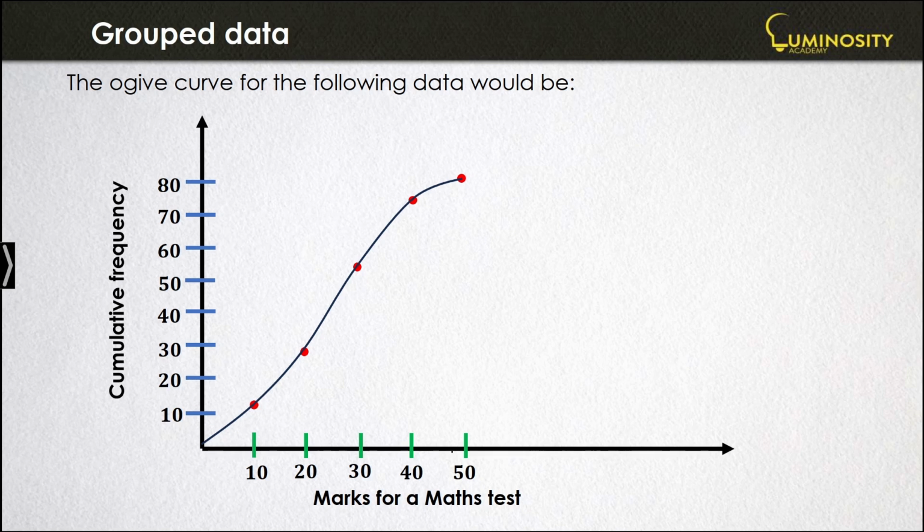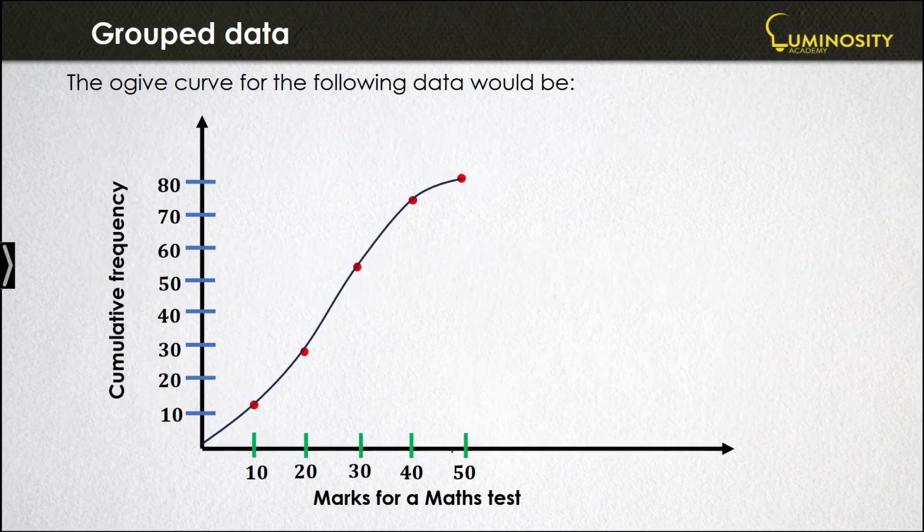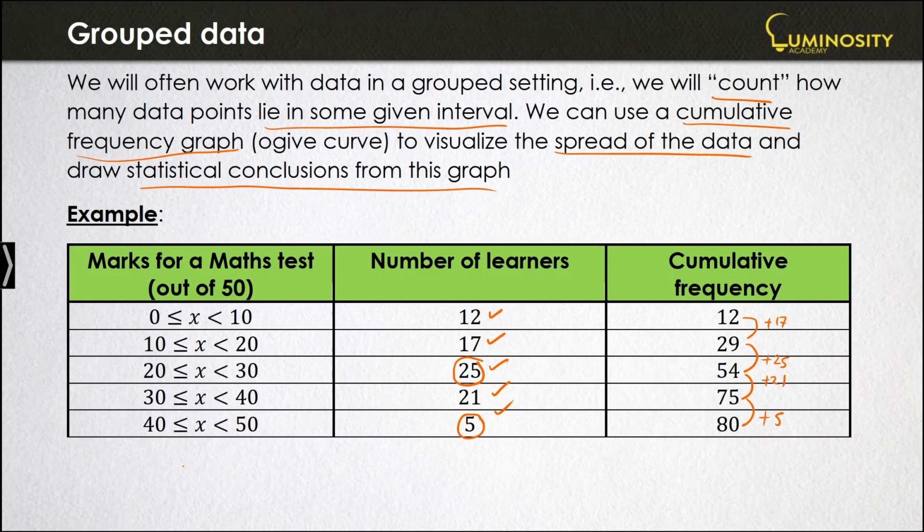So the ogive curve, how we would set it out, on your x-axis, this is usually the intervals that you're looking at. And on the y-axis, this will be your cumulative frequency. So this is why we call it a cumulative frequency graph or an ogive curve. And that is mainly because the data points that we are plotting here are going to be the intervals. So you can see from 0 to 10, it starts at 0. We call this the ground point.